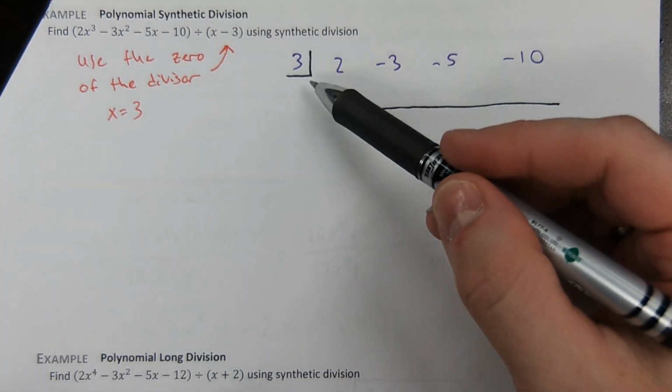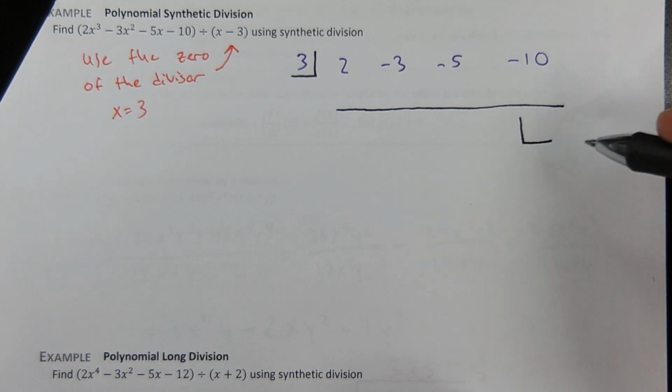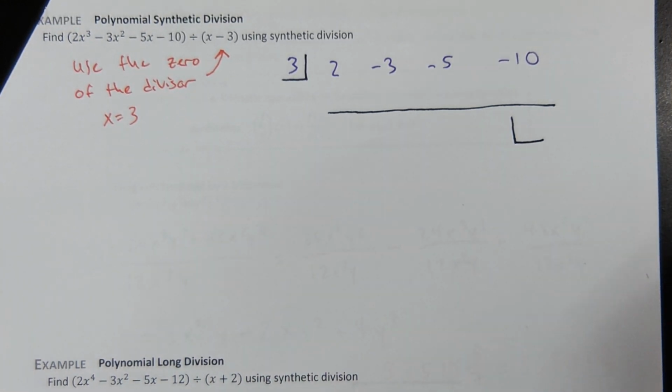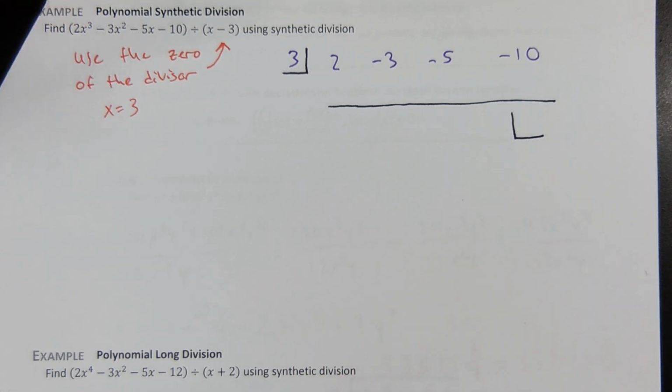And then you see this little box? You're going to put a similar box right there. Remember, if you had a term missing, it would have been held open with a 0. That would have been its coefficient. Okay?